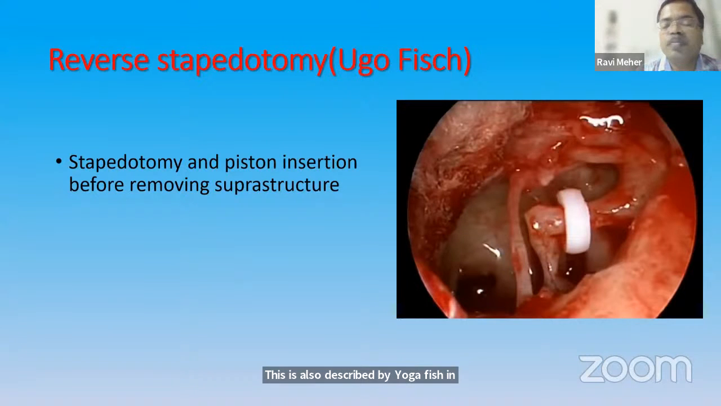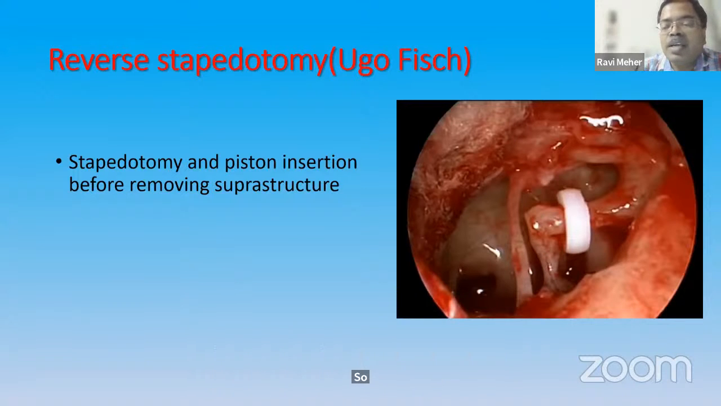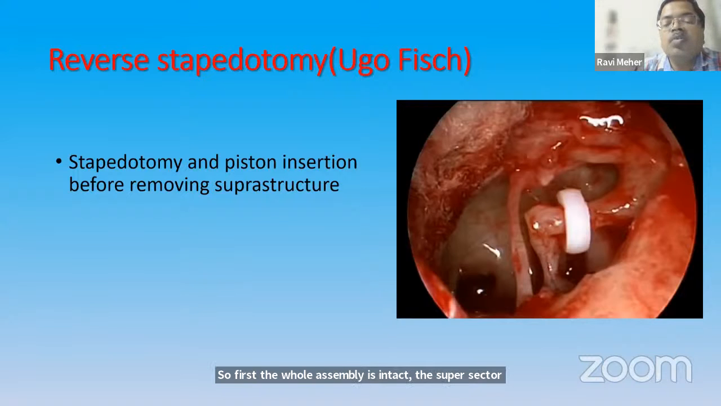In this technique, you make a stapedotomy and put the piston before removing the superstructure. This helps to prevent any floating footplate or trauma to the footplate while removing the superstructure. Because the whole assembly is intact, the superstructure is intact, the stapedial tendon is also intact, there is very little chance of trauma to the footplate and less chance of footplate dislocation and floating footplate.